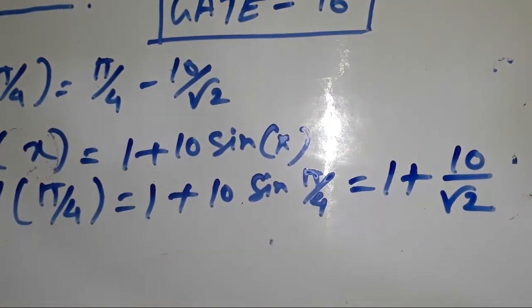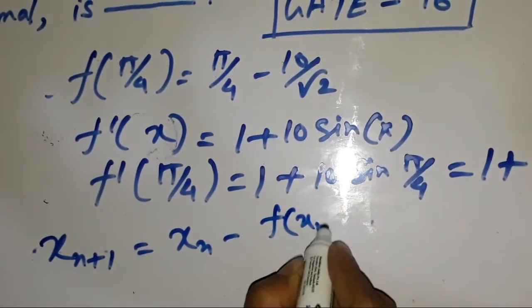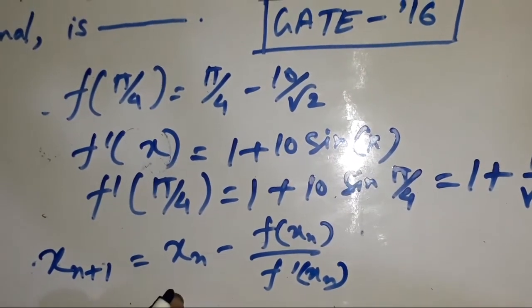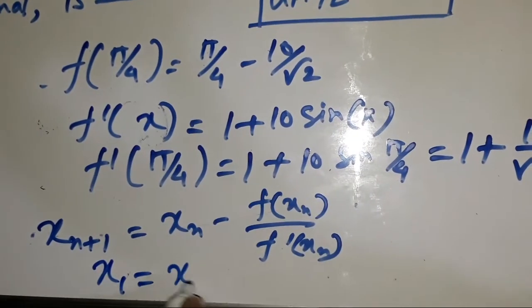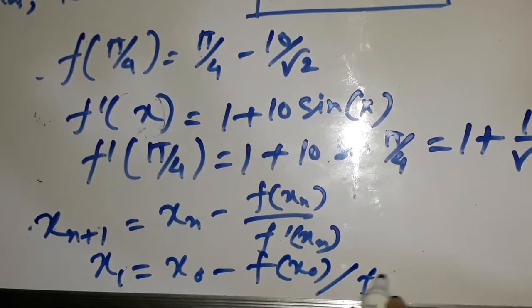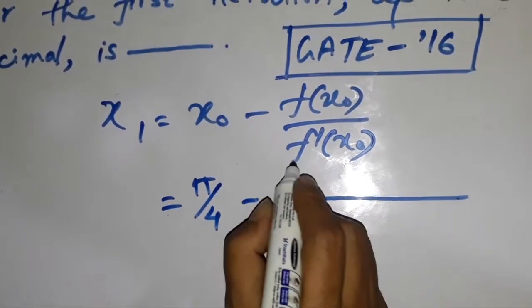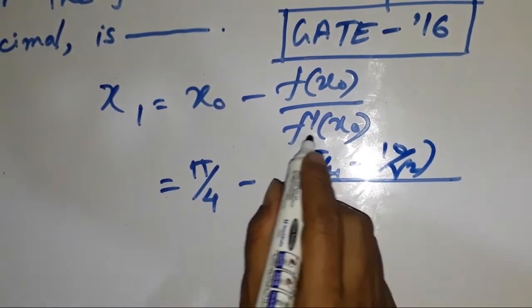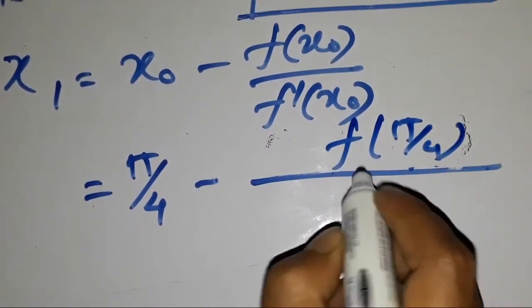Now our Newton-Raphson equation: xn plus 1 equal to xn minus f of xn by f dash xn. We put n equal to 0, so x1 equal to x0 minus f of x0 by f dash x0. Putting the value of x0, pi by 4, minus the value of f of x0, pi by 4 minus 10 by root 2 as we previously found, and the value of f dash pi by 4. Clear?